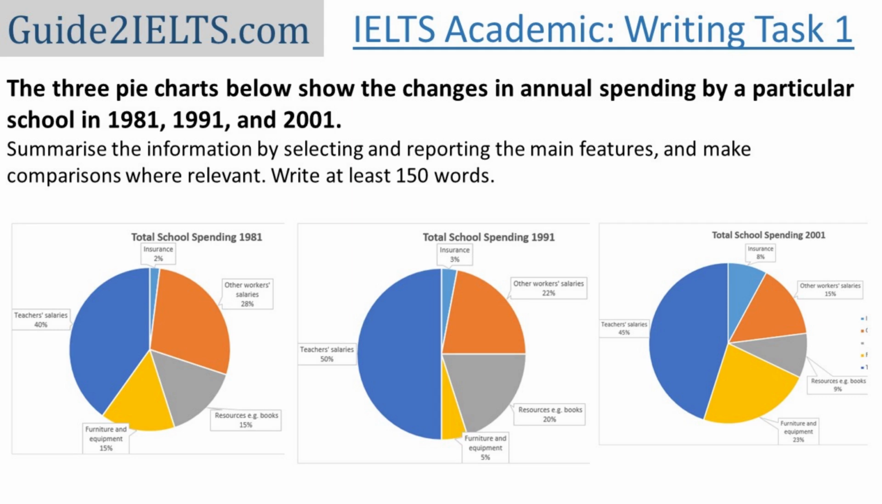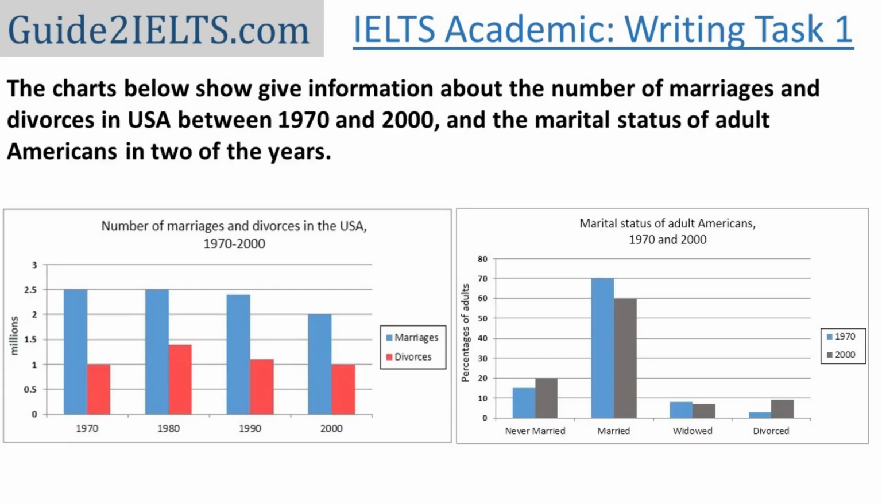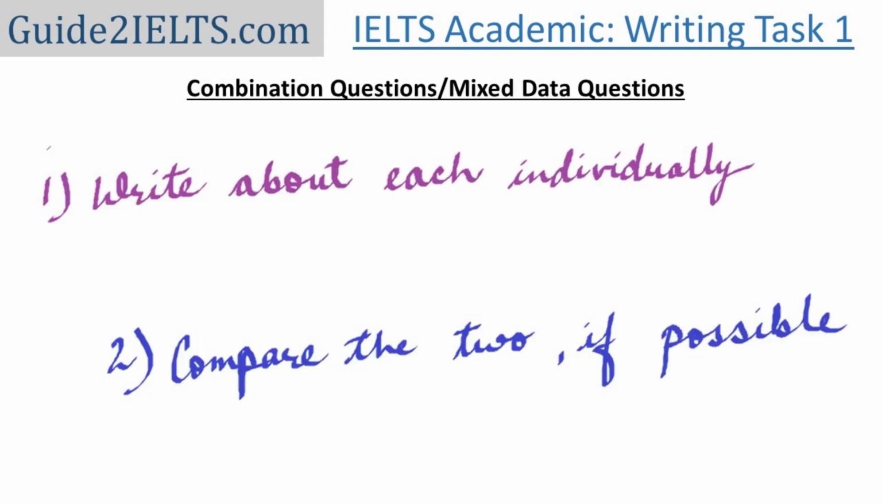In contrast, this question about marriages and divorces in USA has 2 bar graphs. When we read the question and look at the bar graphs, we realize that the 2 data are distinct. So when we write about this one, we'll need to cover each of the 2 bar graphs individually and then also try to figure out if we can compare the 2. So these kind of questions of Writing Task 1 academic, we refer to as combination questions.